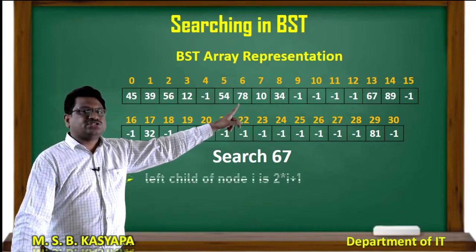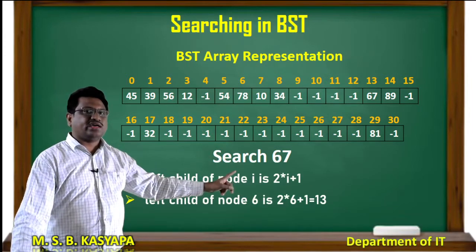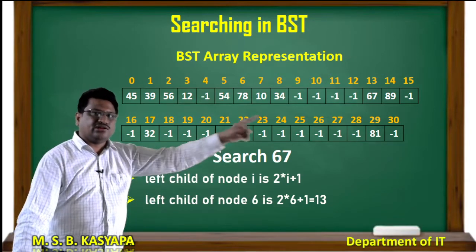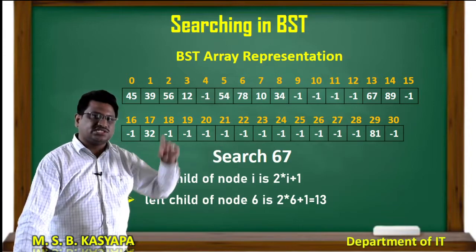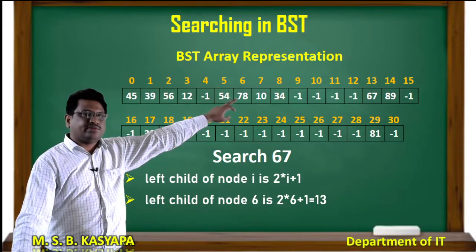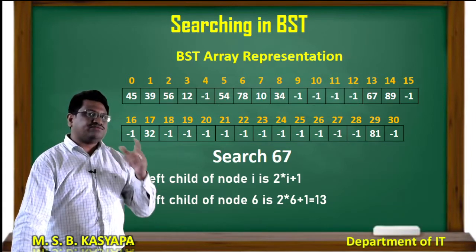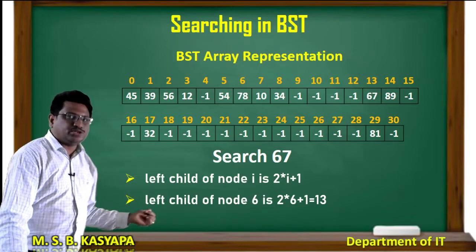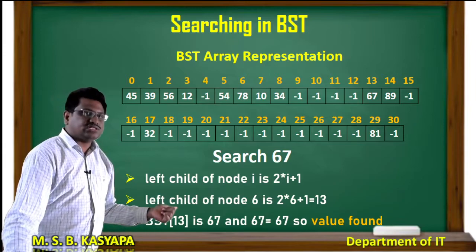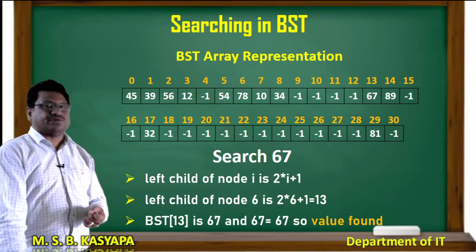So that means I have to find the left child for index 6. Left child means 2 of i plus 1, so 2 into 6 plus 1 means 13. Whatever value is available at 13, which is 67, will be the left child of 78. So the left child of 78 is 67. The value at the 13th position I need to check against the desired one. The 13th value is 67. So 67 equals 67, and the value is found.